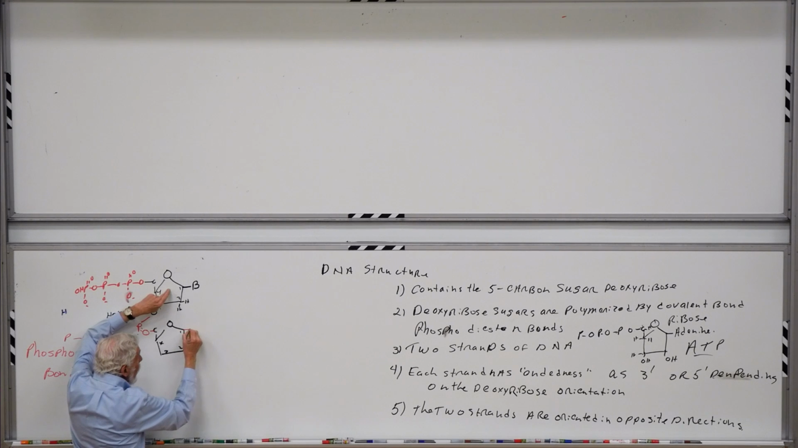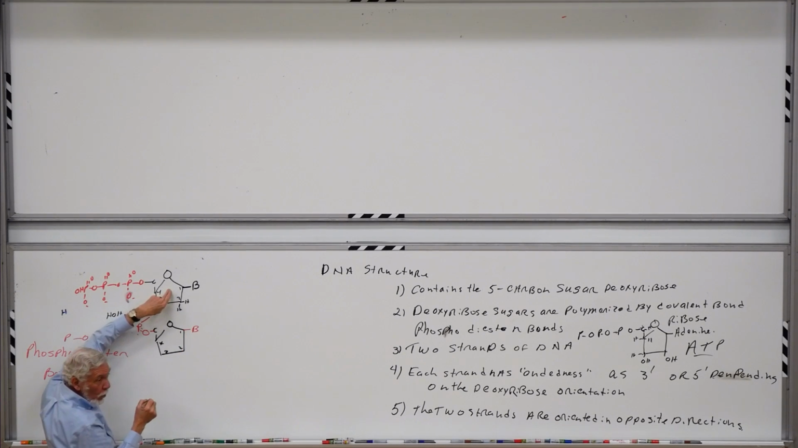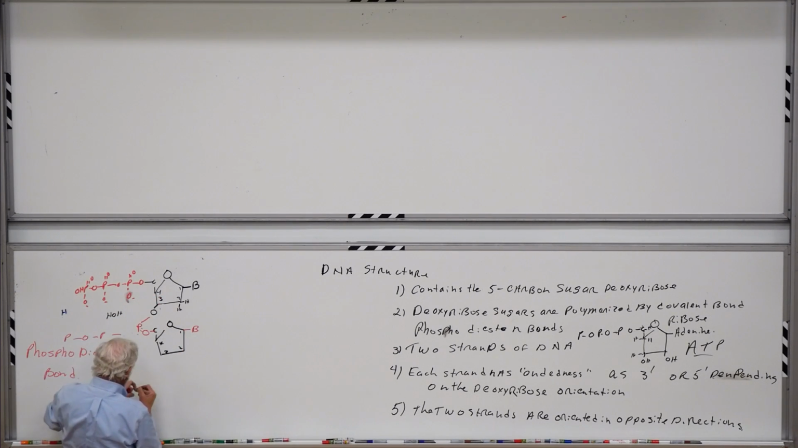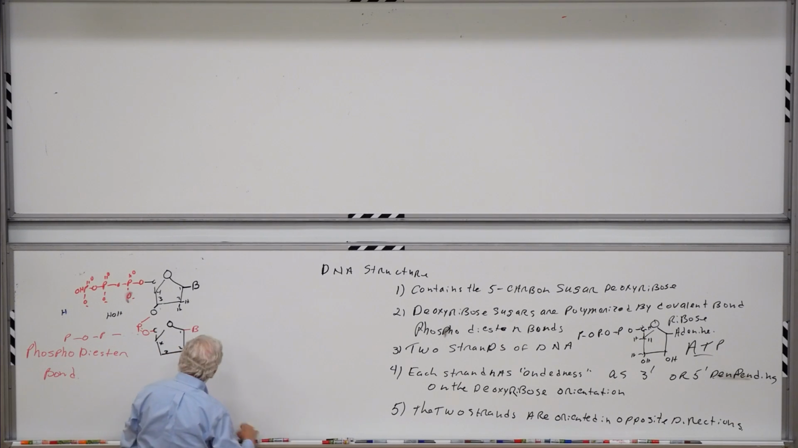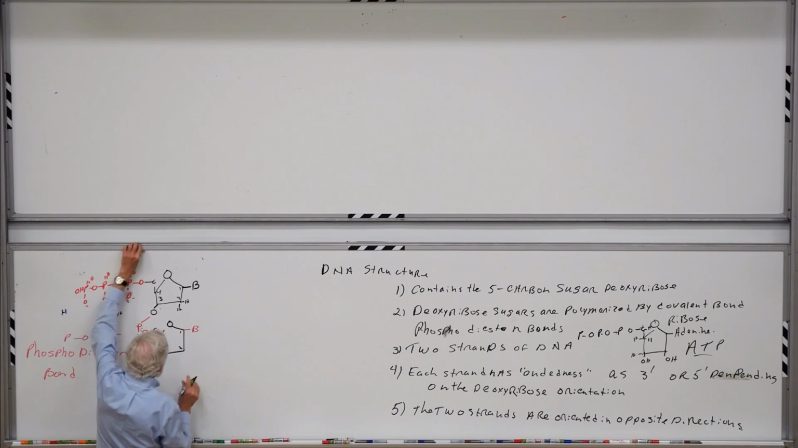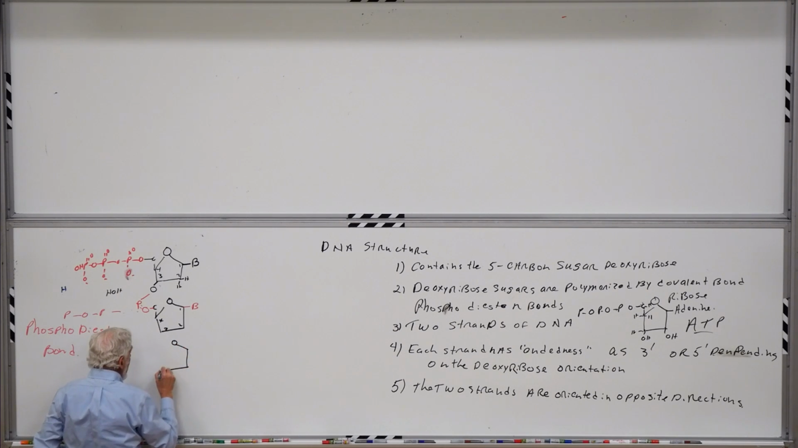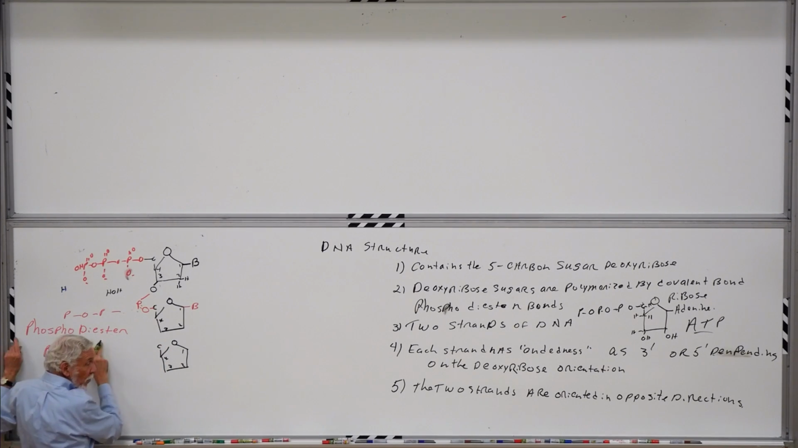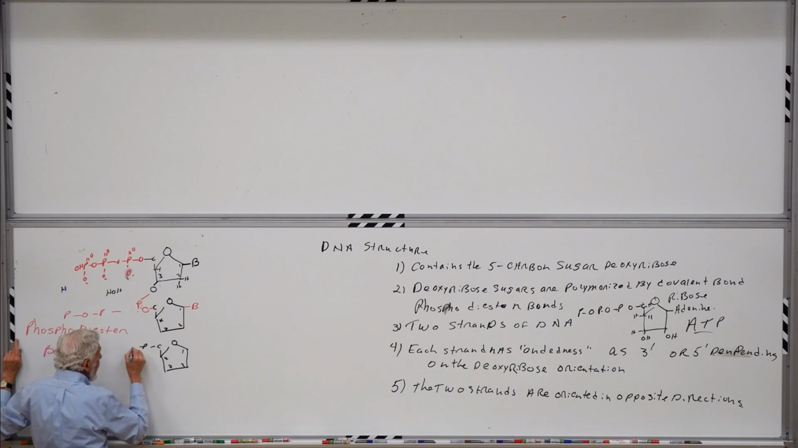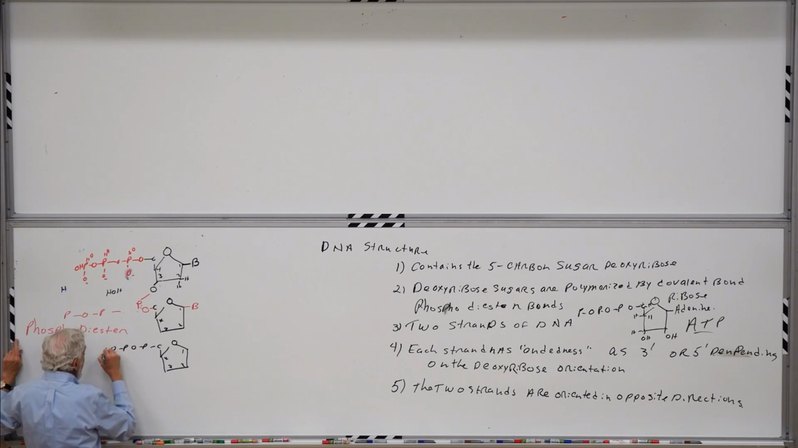This number 1 carbon will have a base on it. It could be any of 4. We can repeat this pattern again. So that again, here's another deoxyribose, 1, 2, 3, 4, the number 5 carbon. It will come in with a phosphate. It will come in with a phosphorus, oxygen, phosphorus, oxygen, phosphorus, OH.